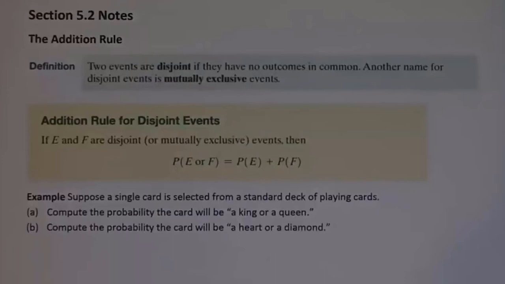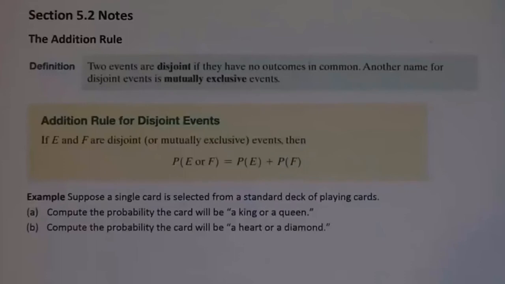Let's say I'm drawing cards out of a standard deck of playing cards. If I draw one card, the event drawing a heart and the event drawing a diamond are mutually exclusive. It's not possible for those two events to happen on the same card. You can't get a heart and a diamond on the same card. In the same way, a card can't be a king and a queen at the same time. So drawing a king and drawing a queen are mutually exclusive.